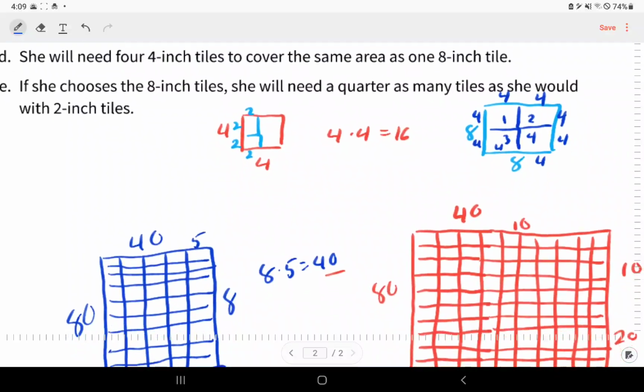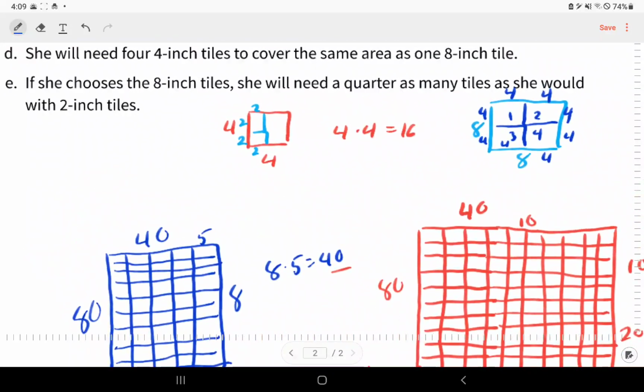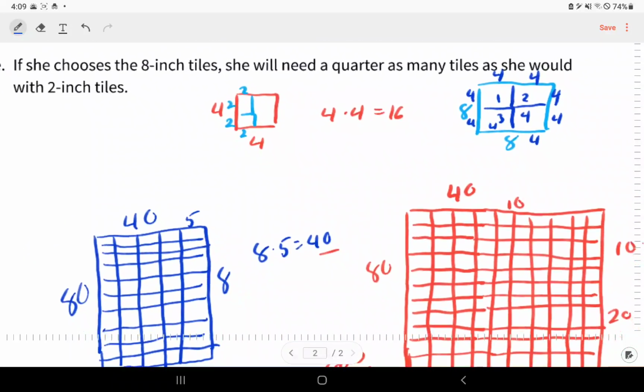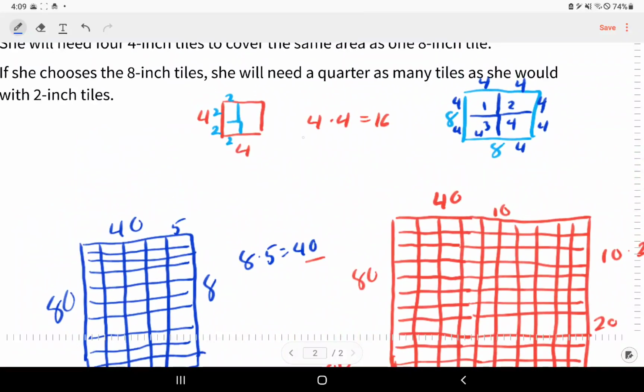And so if she chooses the 8-inch tile, she will need a quarter as many as the 2-inch tile. Well, 40 over 800. Well, 40 goes into 40 one time, 40 goes into 800, 40 goes into 80 two times, and 0 times, so it's 1/20th. 1/20th isn't 1/4, so disagree.